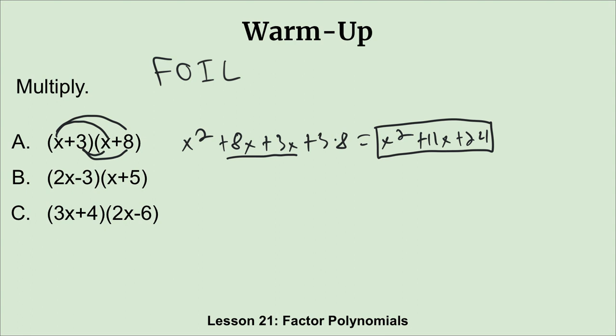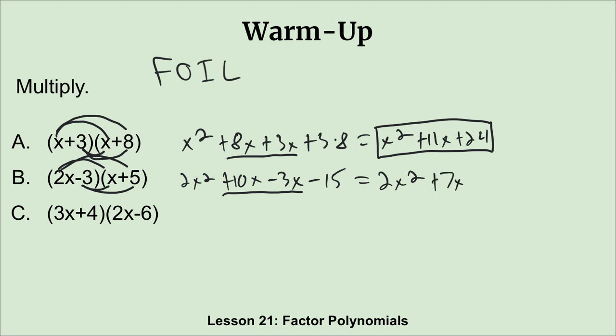For the second one, we have 2x times x, which is 2x squared. 2x times 5 is 10x, negative 3 times x is minus 3x, and negative 3 times 5 is negative 15. So we'll have 2x squared. The middle terms can combine. 10x minus 3x is a plus 7x minus 15.